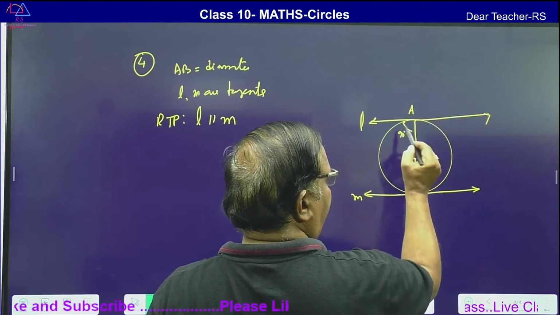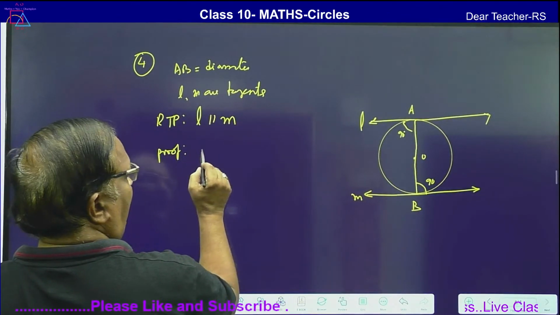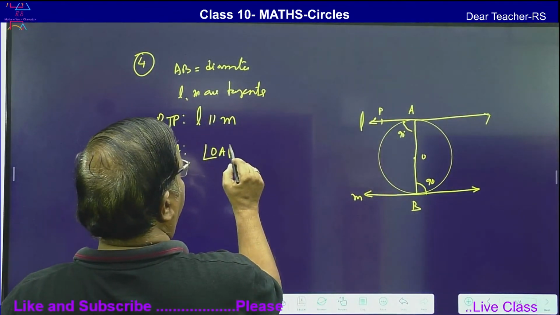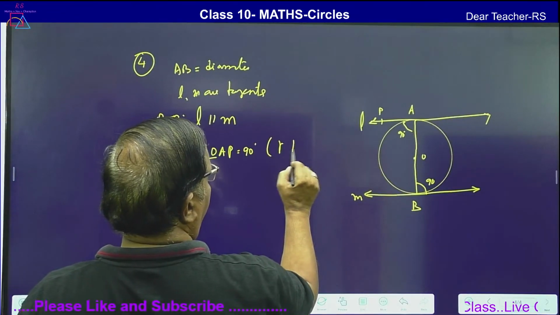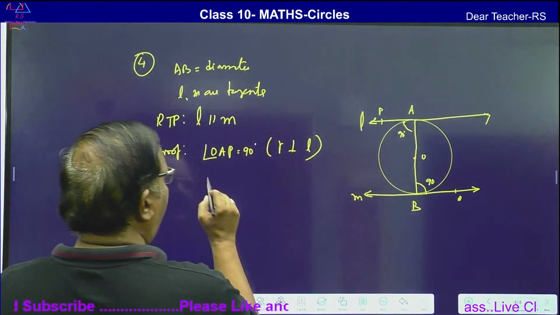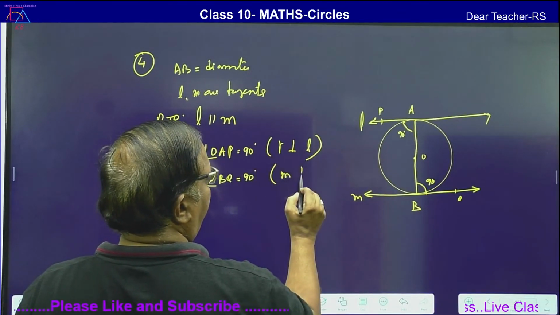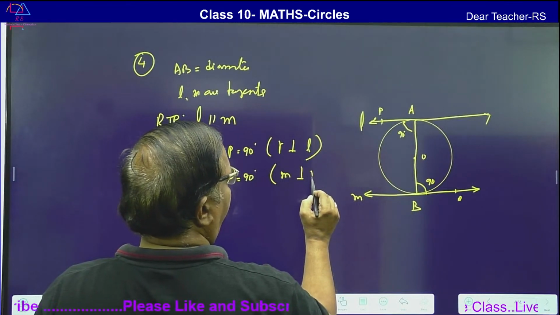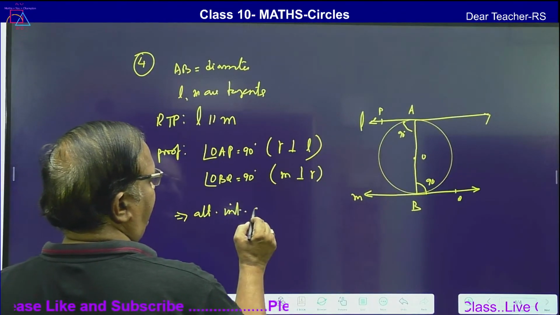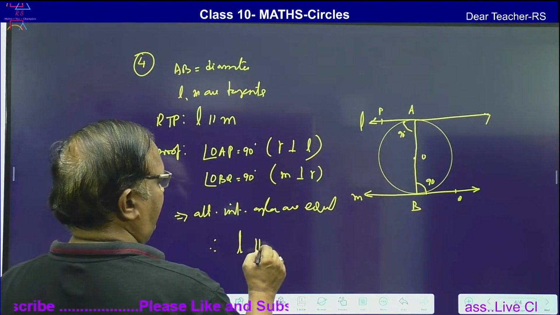So this is already 90 degrees, this is 90 degrees. So angle OAP, let us say P, is equal to 90 degrees because radius is perpendicular to tangent. In the same way, let us say angle OBQ is also equal to 90 degrees because M is perpendicular to the radius. So that implies alternate interior angles are equal, therefore L is parallel to M.